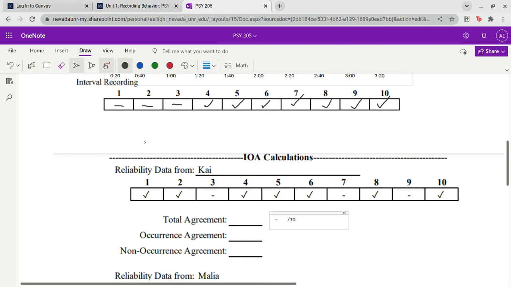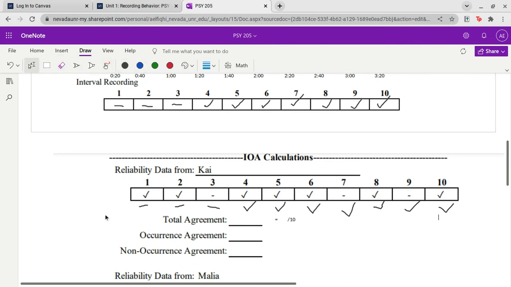Maybe I'm going to rewrite ours under here so that we can look at it more easily. Sorry, they're a little bit crooked. Okay, so we have check mark, and check mark. Okay, so if we go through this, we're going to see we have 10 total intervals, so we already did that. And then we're going to compare ones in which we agreed. So the first one we didn't, the second one we didn't, the third one we did.